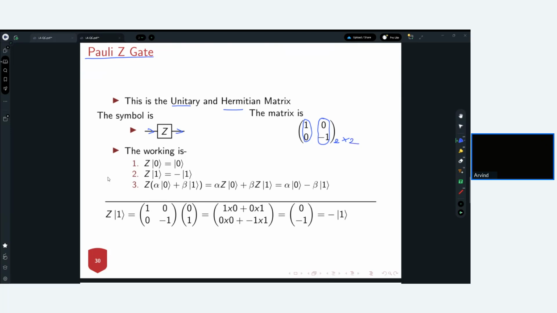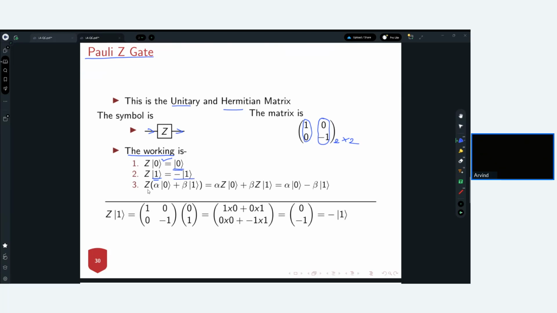The working of this Pauli Z gate is like this. If the input is the ket 0, then the output is also the ket 0. It does not get transformed. Then if the input is the ket 1, the output is minus ket 1.